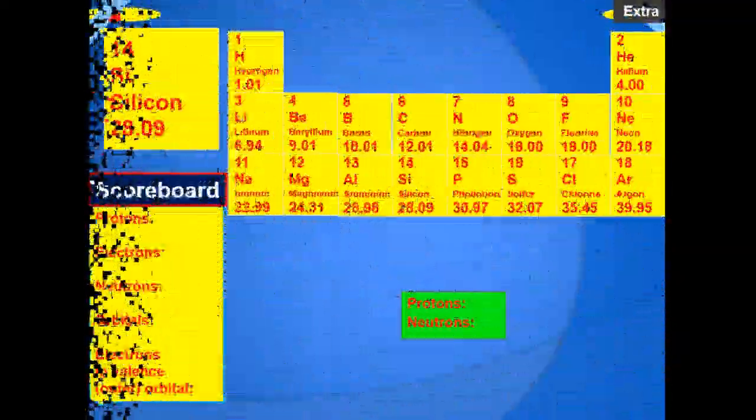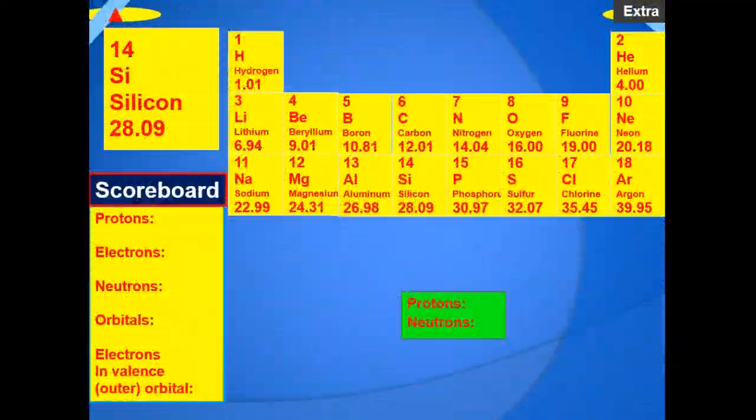Okay, now we're going to go on to a little bit bigger element. And that's going to be actually considerably bigger. Look at that. That's silicon. If you find silicon on your periodic table, it's way down in the 3rd row, or 3rd period. So let's go ahead and do the same thing. Again, I would encourage you to pause the video, take a couple minutes, and see if you can do this on your own. See if you can diagram silicon and fill in the scoreboard for silicon.